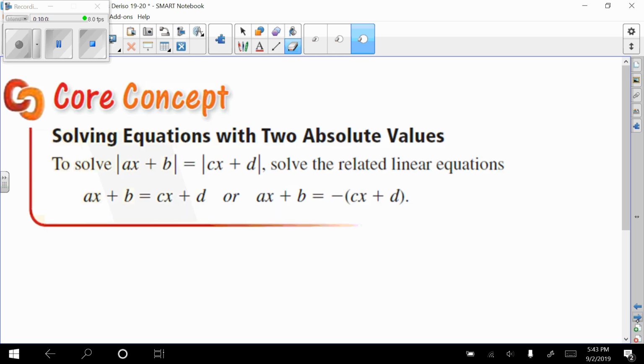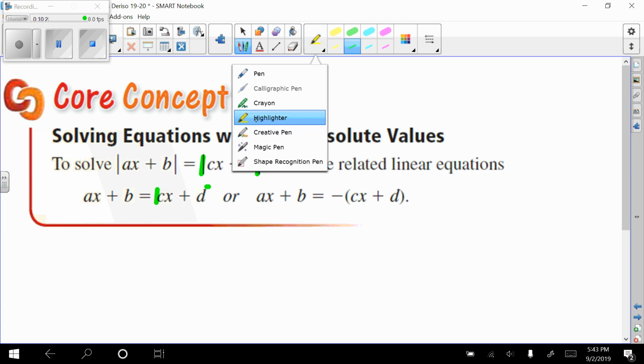We're going to finish with this concept and the example that goes along with it. Sometimes we have absolute values on both sides of the equal sign. So what I'm going to do is just point out that now we have absolute value here and here. The cool thing is you do it exactly the same way. I'm going to turn this into a pen.